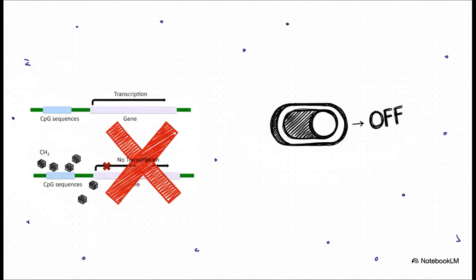And believe it or not, there's even another layer of control. The cell can add these little chemical tags, they're called methyl groups, directly onto the DNA itself. This process is called DNA methylation, and you can think of it as a much more permanent off switch. It's like putting a lock on that page of the instruction manual, making it physically impossible to read.